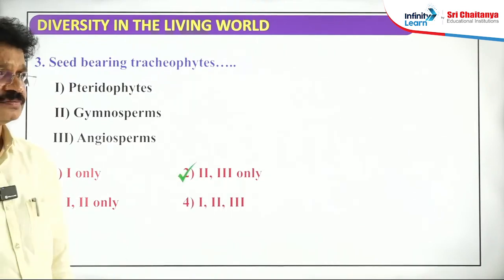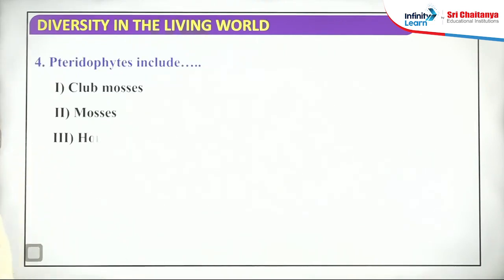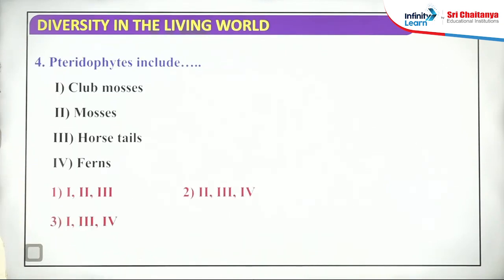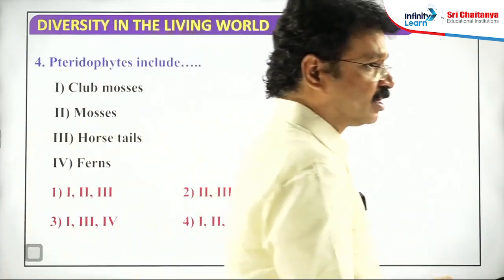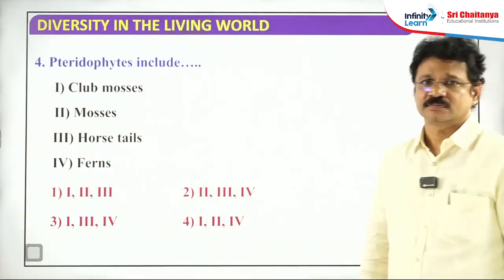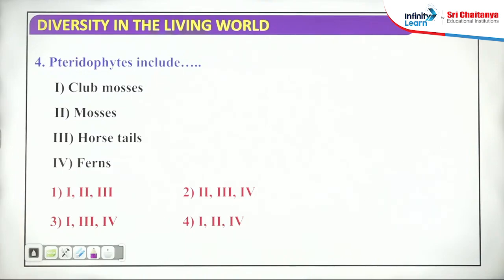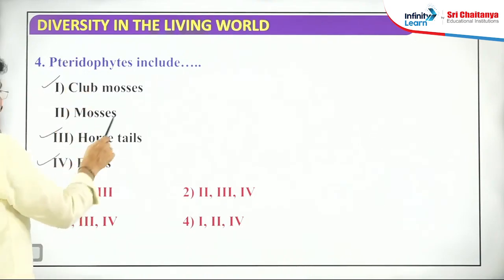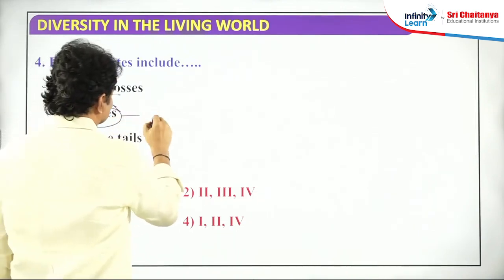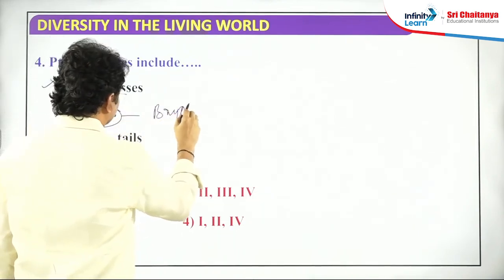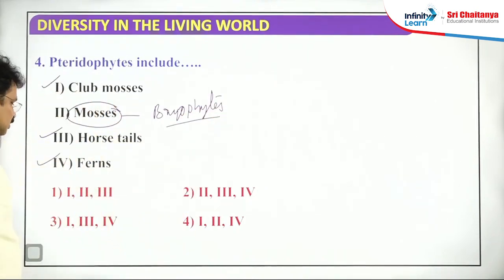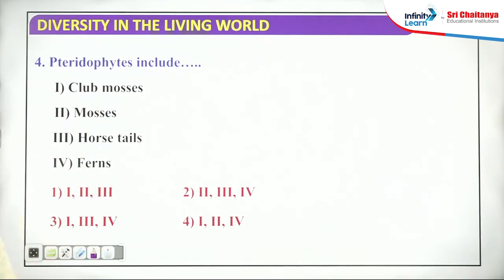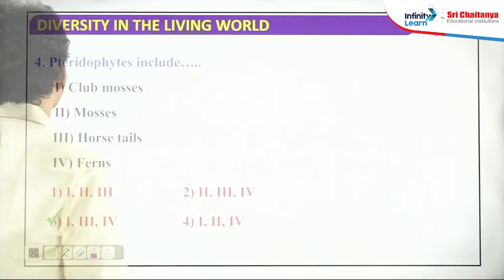Okay, good. Correct. Next, fourth question. Identify the members of pteridophytes from the following. Answer, third option. Yes, club mosses are members of pteridophytes. Horsetails and ferns. What about the mosses? You learned in the last class, mosses are an example for bryophytes. So except 2, all remaining are correct. Yes. Then the right answer is the third option. Good. Next, one more question.